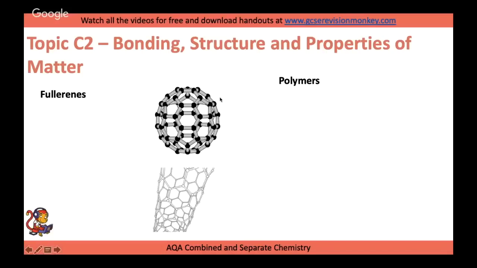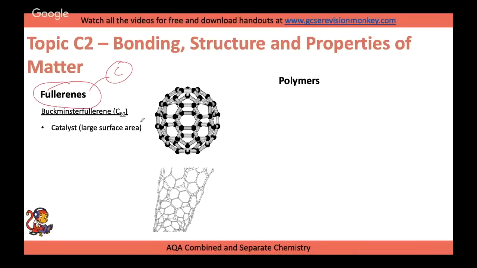Okay, fullerenes, something which you probably have avoided revising, but fullerenes may well come up. Fullerenes are made out of carbon, and they are special structures. So the first one we'll talk about is Buckminster fullerene, which is C60. It's this spherical shape here. It's a very, very small particle. And if you're doing separate, it's a nanoparticle. It's made out of hexagons and pentagons tessellated together.